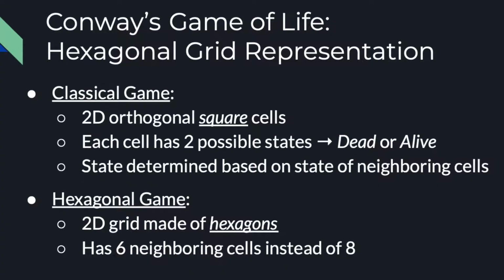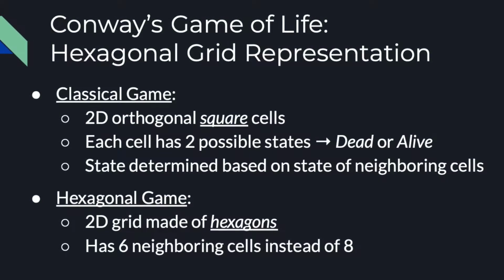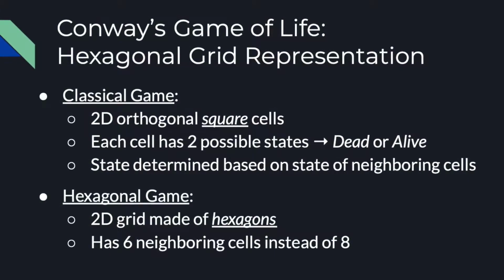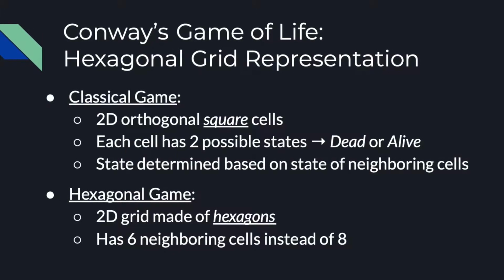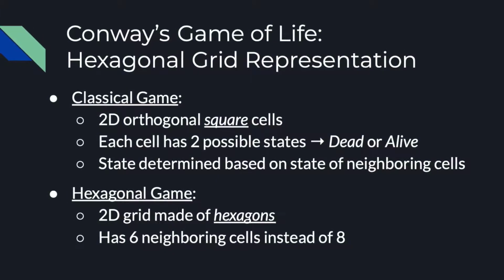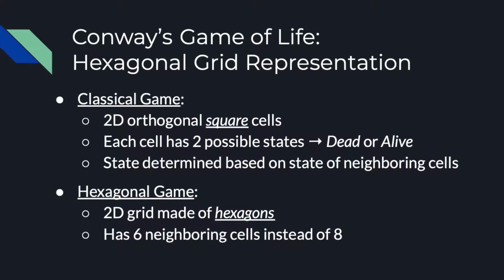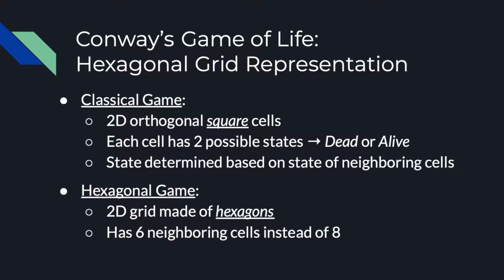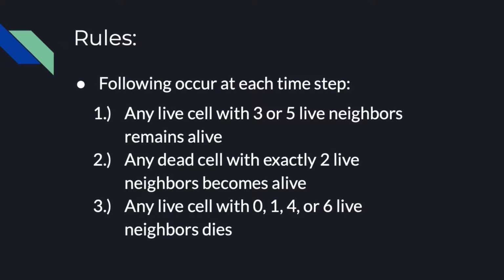So our project is based on Conway's Game of Life, except with a hexagonal grid representation. The classic game is made up of 2D orthogonal square cells. Each of these cells has two possible states, dead or alive. These states are determined based on the state of neighboring cells. Our version of the game is made up of a 2D grid of hexagons that has 6 neighboring cells instead of 8. The rules occurring at each time step are as follows.